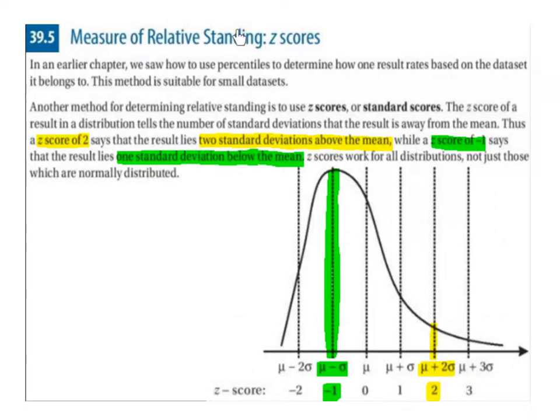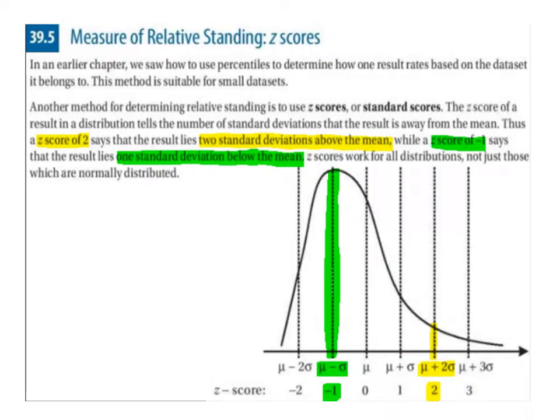Measure of relative standing, Z-scores. In an earlier chapter, we saw how to use percentiles to determine how one result rates based on the dataset it belongs to. This method is suitable for small datasets. Another method for determining relative standing is to use Z-scores or standard scores.